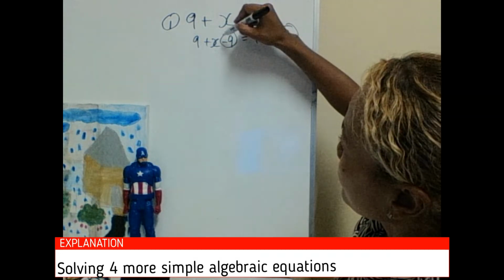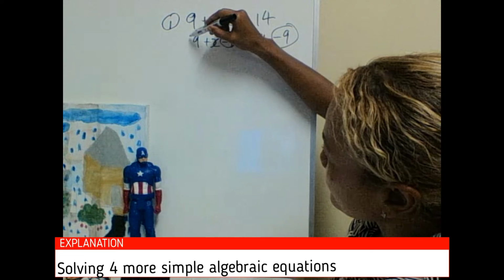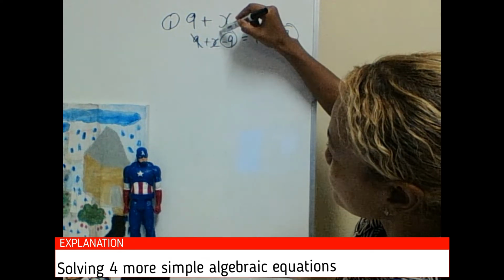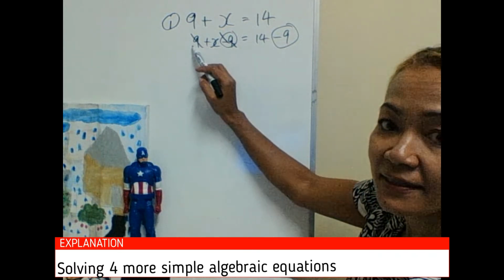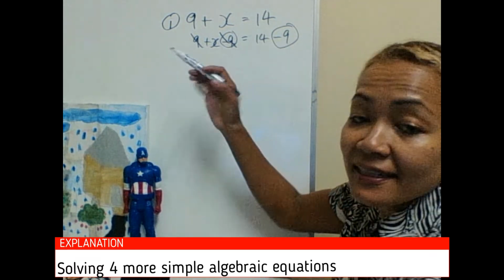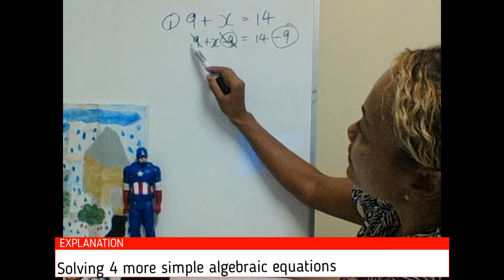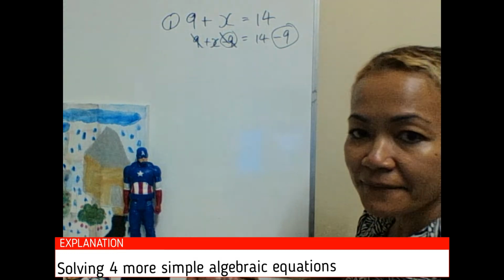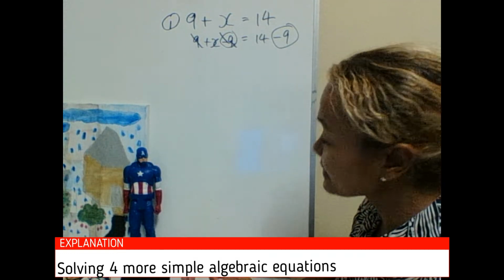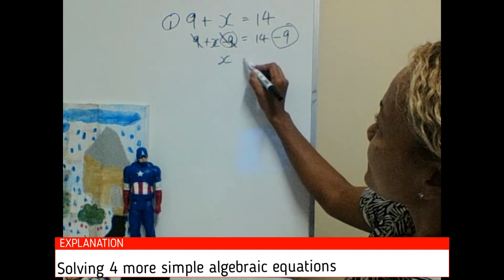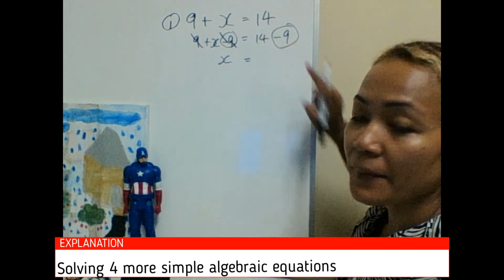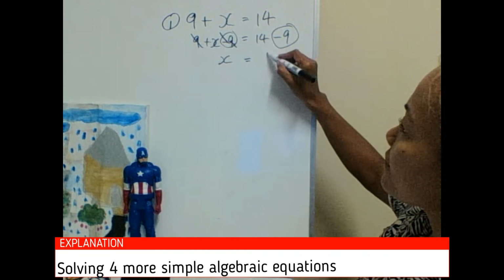This 9 here cancels out this minus 9. This is a plus 9. If it doesn't say minus 9, it is a plus 9. So plus 9, minus 9, the 2 9s disappear. So you only have x on this side, and this side 14 minus 9, you have 5.